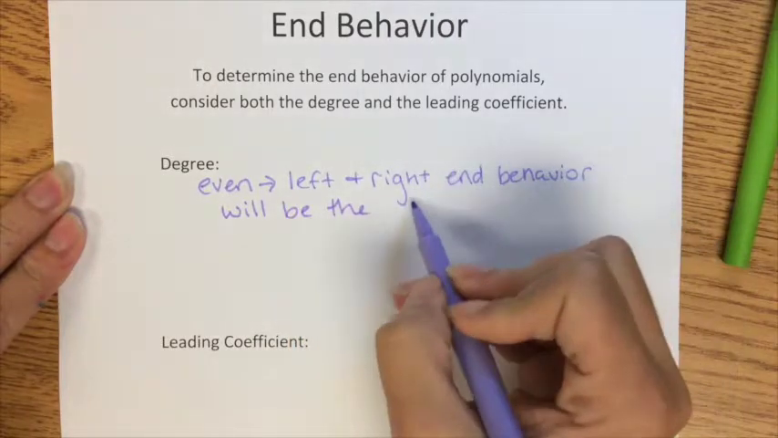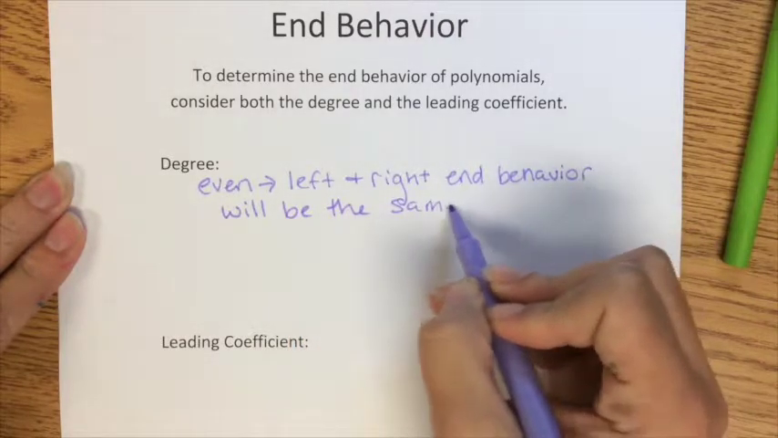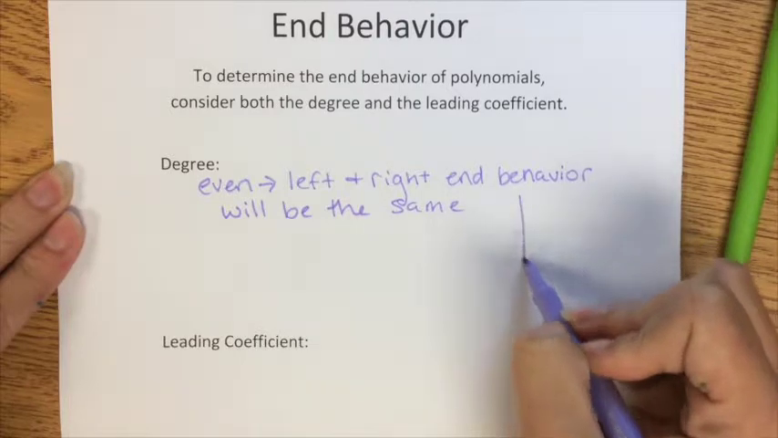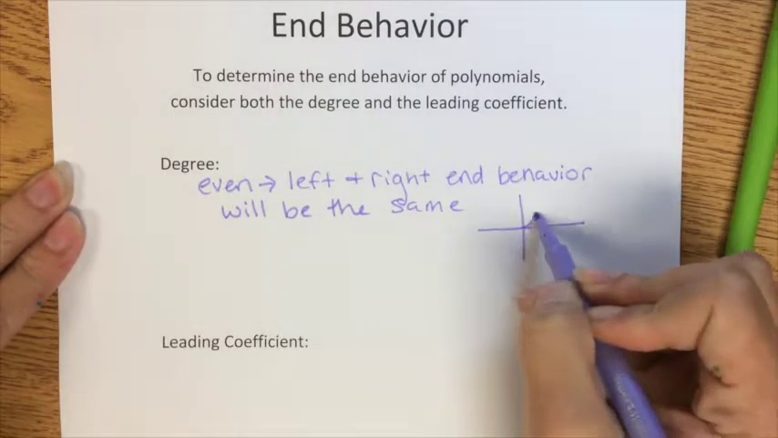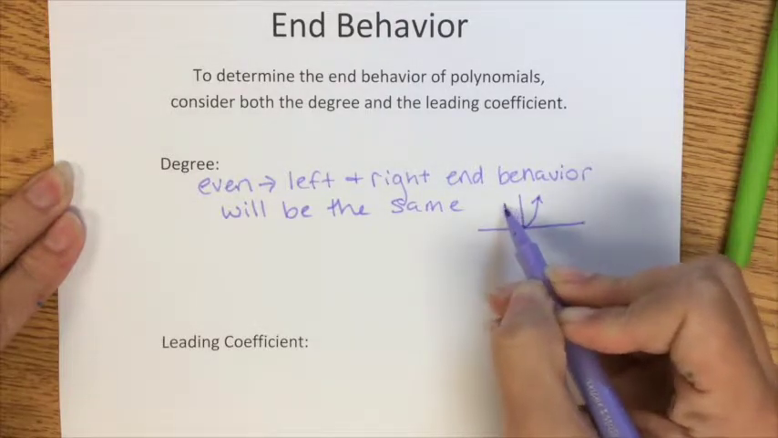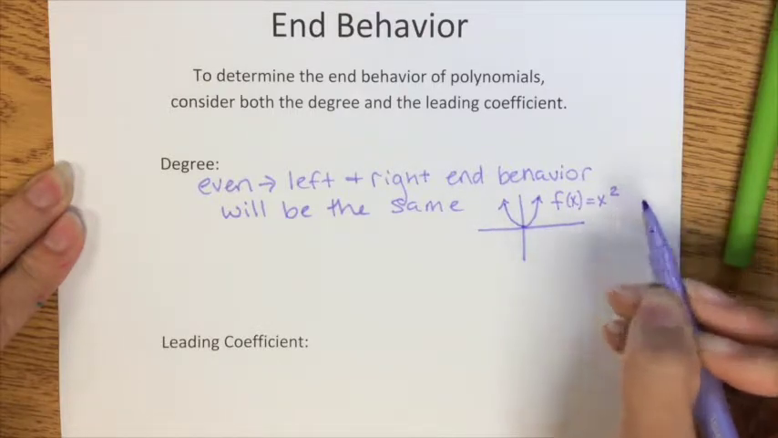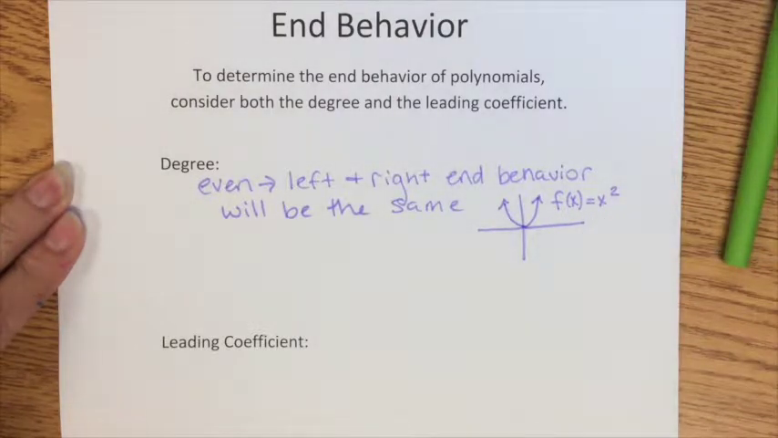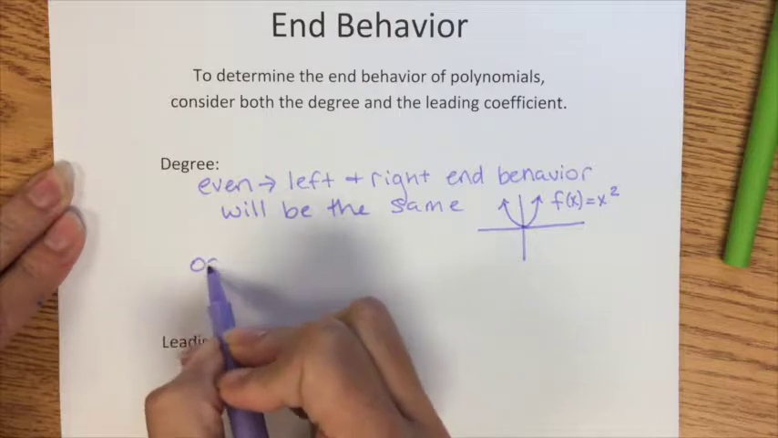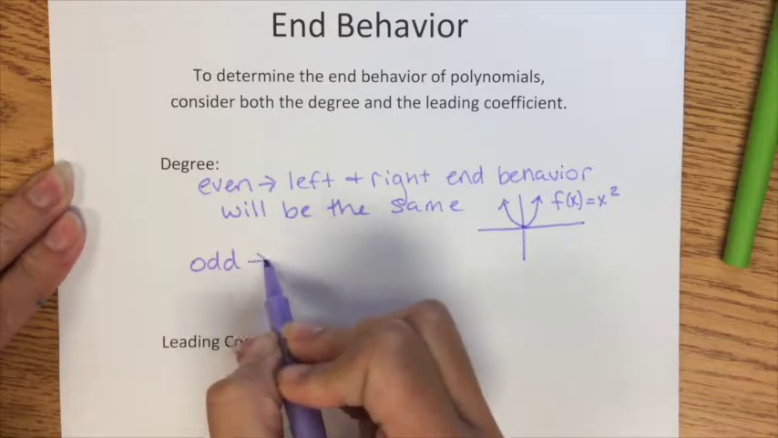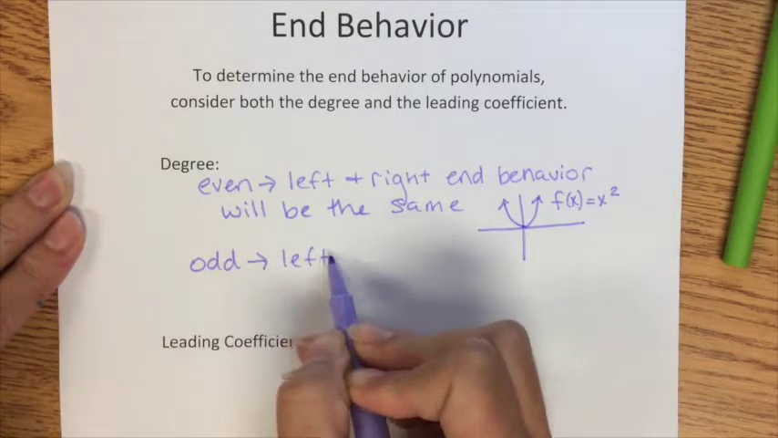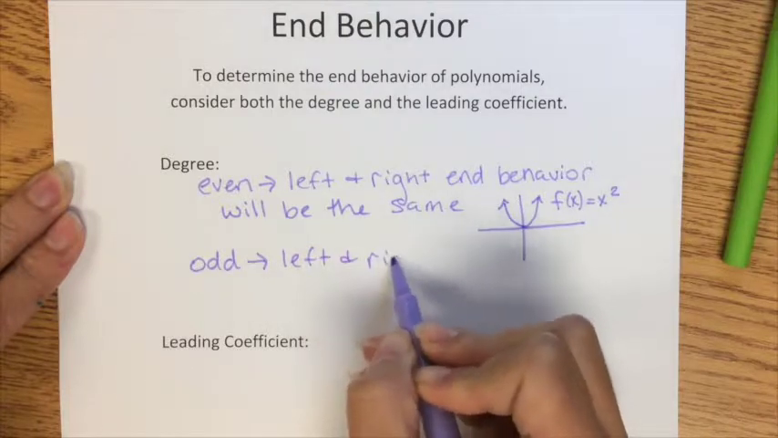Now, a good example of this is a quadratic. So this is x squared, and it has an even degree too, and both the left and the right hand side of this graph go up. An odd degree polynomial, the left and right end behavior will be different.